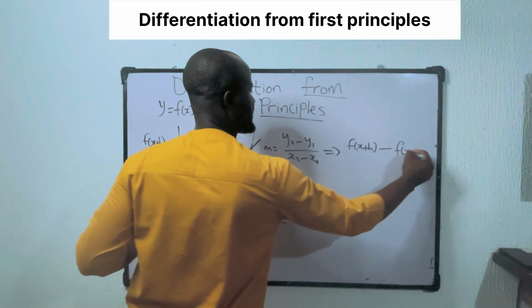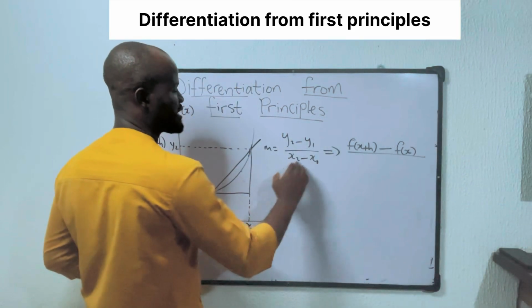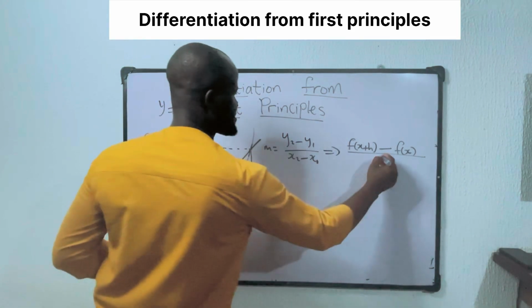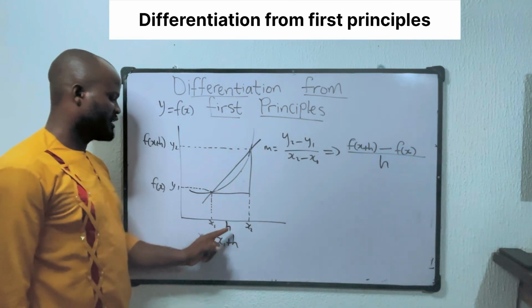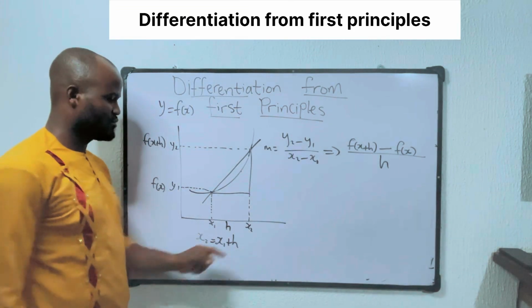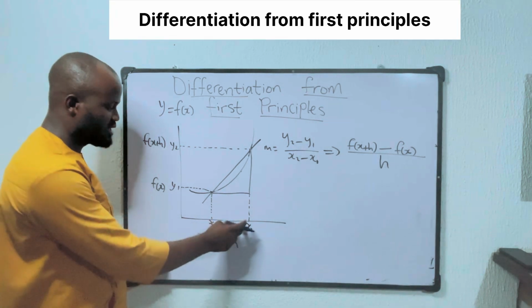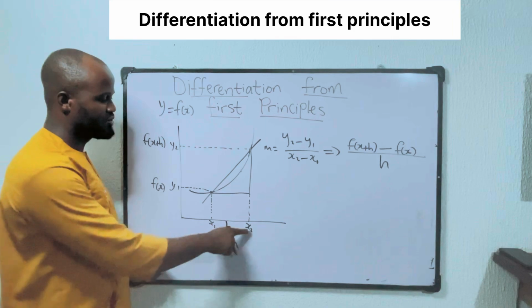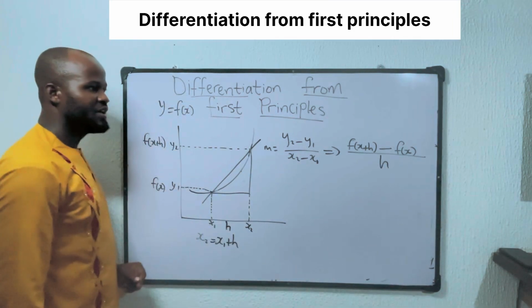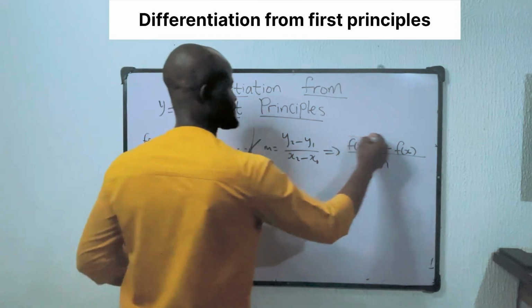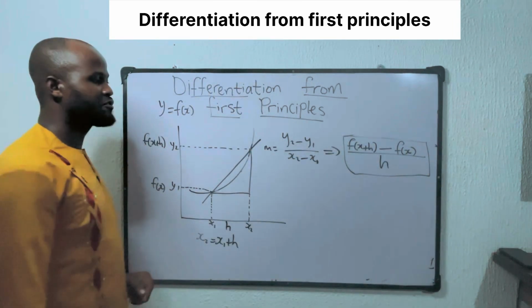F of x divided by, so what does my x2 minus x1 represent? It simply represents h. Because if I take away x1 from x2, I'll be left with this distance. It is the distance from here to here that needs to be added to x1 to give you x2. So this x2 minus x1 simply represents h. And this is my formula for finding differentiation from first principles.